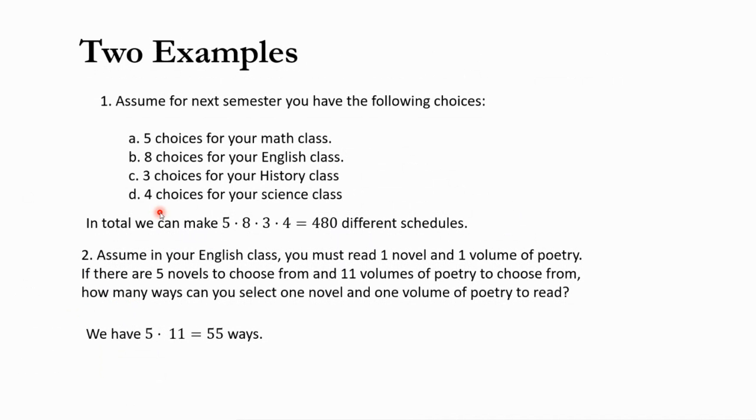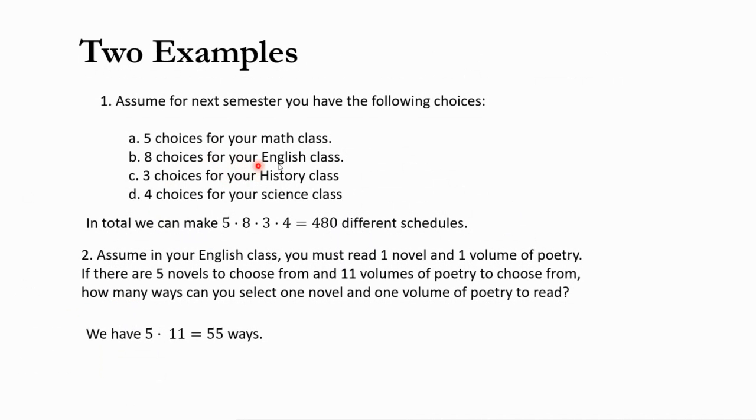So let's say for the next semester you're registering for classes, right? Let's say you have to take a math class, an English class, a history class, and a science class. For the math class, let's say there are 5 choices. For the English class, there are 8. For history, there are 3. For science, there are 4. And again, you have to take a class from each one. Well, how many different possible schedules can you make?